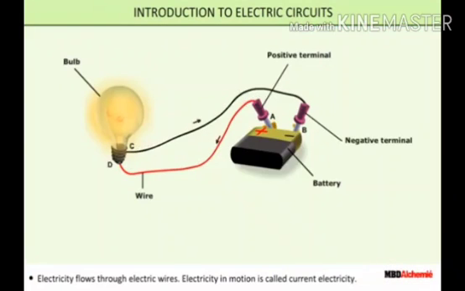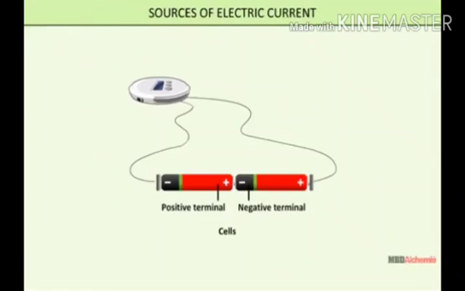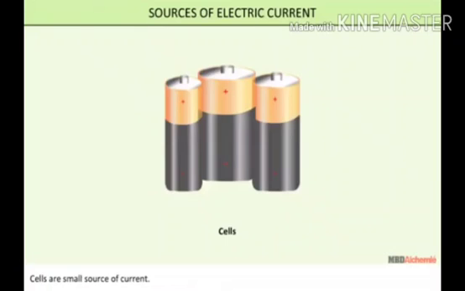Electricity flows through electric wires. Electricity in motion is called current electricity. Sources of electric current. Sources of current can be divided into two types: small sources of current and bigger sources of current. Cells are small sources of current. In a cell, chemical energy is converted into electrical energy.